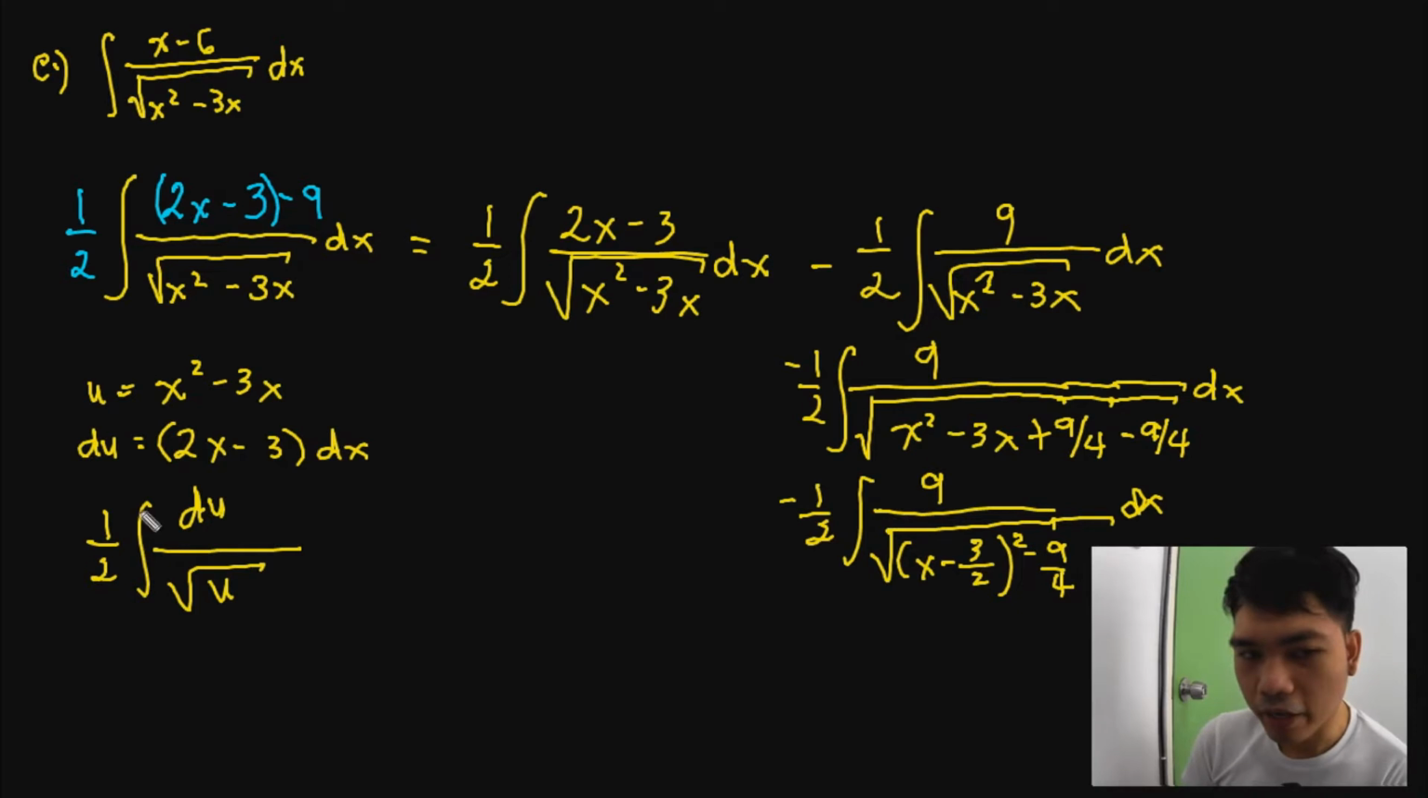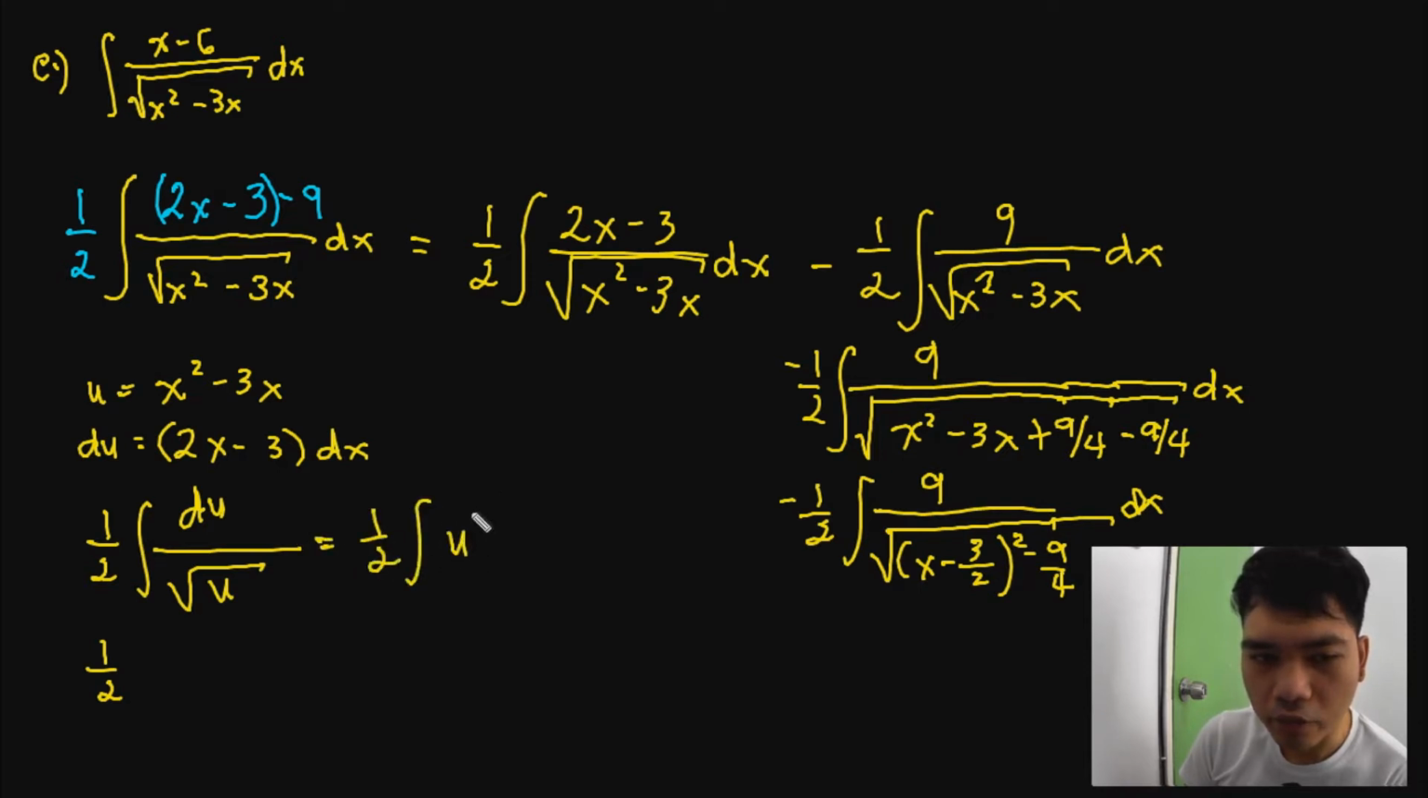So, ito muna, let us integrate this one. So, di ba this one becomes 1 half, and then this one is 1 half the integral of u raised to negative 1 half du. Di ba, ayan yung form niya. So, if you'll be using the power rule here, so we have 1 half. Ang 1 half is nasa labas lang, so multiplier lang siya.